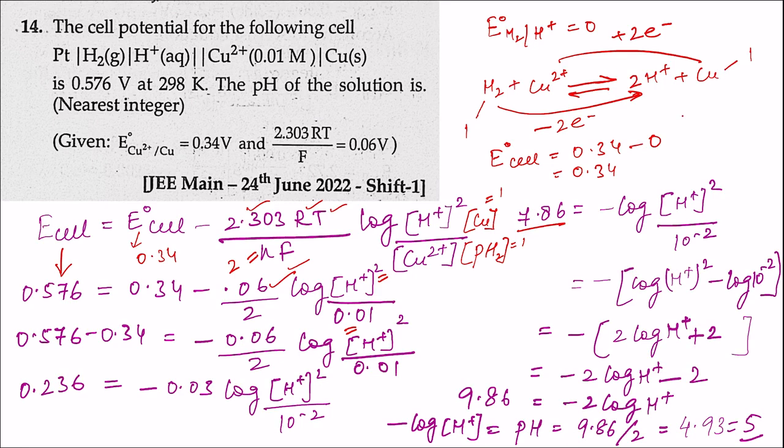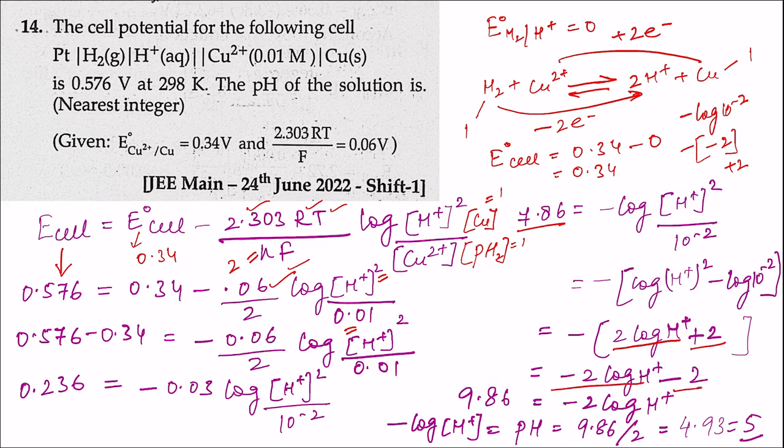Now taking minus outside the bracket, inside the bracket it is log H plus whole square minus log 10 to the power minus 2. Now minus log 10 to the power minus 2 can be written as minus, and log 10 to the power minus 2 is again minus 2. So opening the bracket, it becomes plus 2. And log H plus ion raised to the power 2 will be 2 log H plus, and minus log 10 to the power minus 2 is equal to plus 2. Opening the brackets, this becomes minus 2 log H plus minus 2.